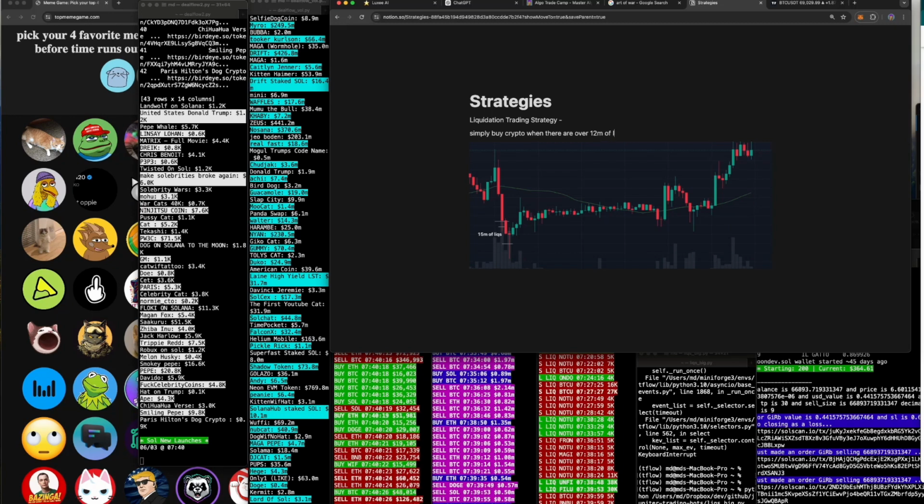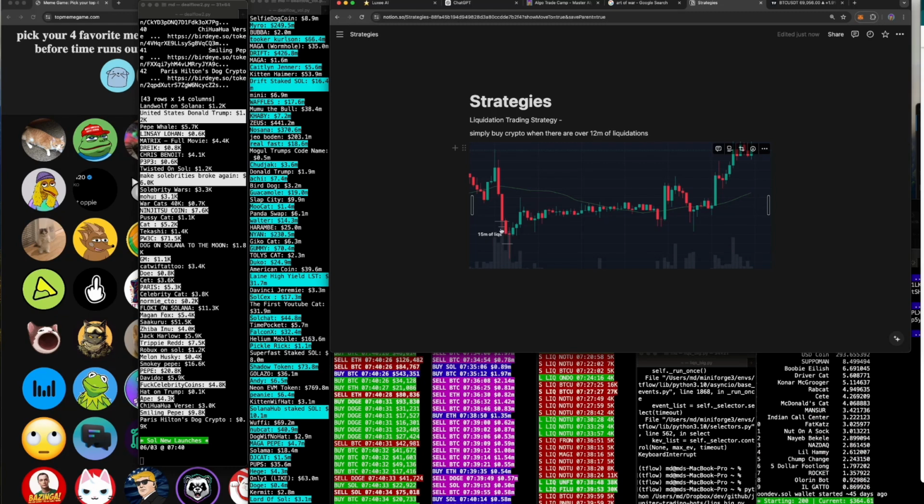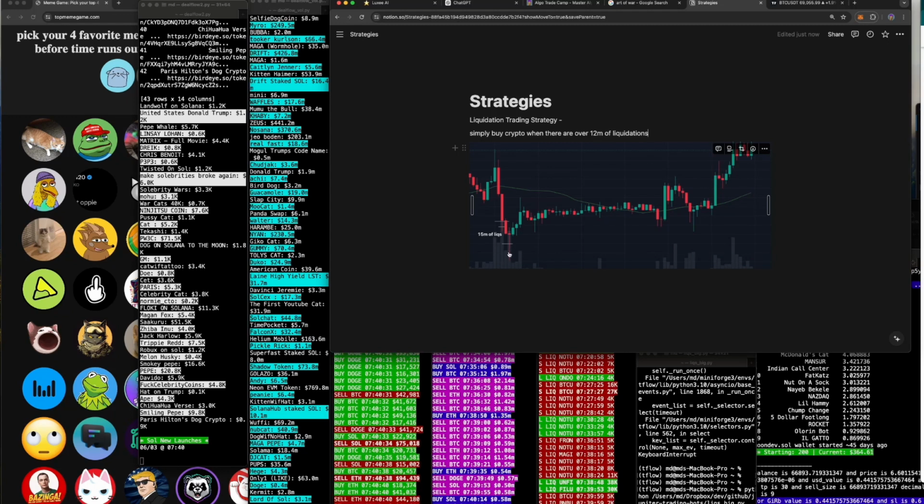12M of liquidations. Because I remember this was about 8 million here, and then this was another like 7. So it was like 15 million of liquidations. So if we would have had a trigger of 12M, we would have literally bought like here on this wick.